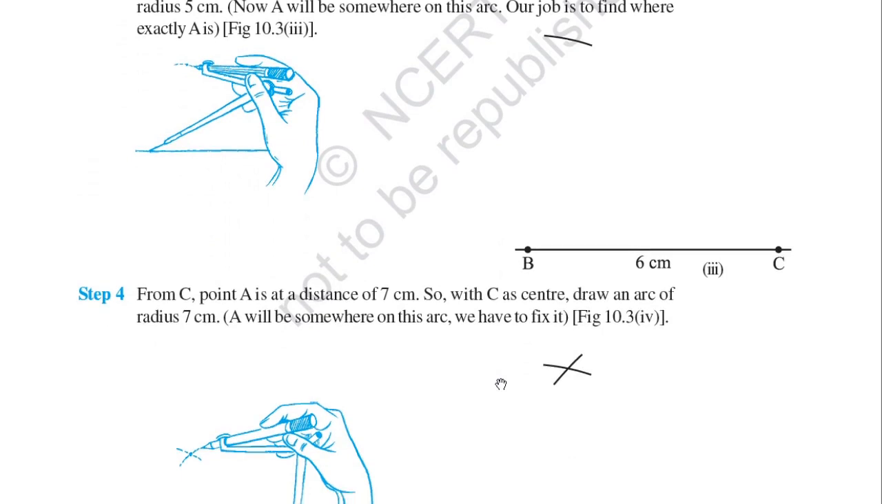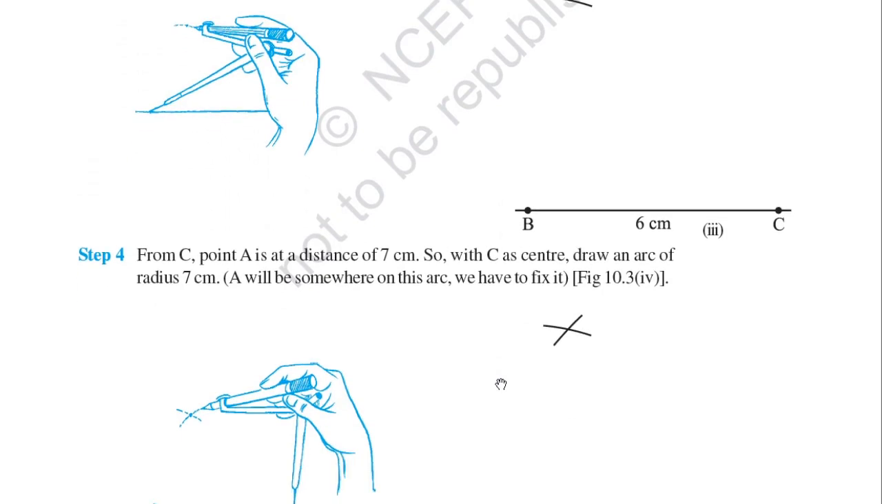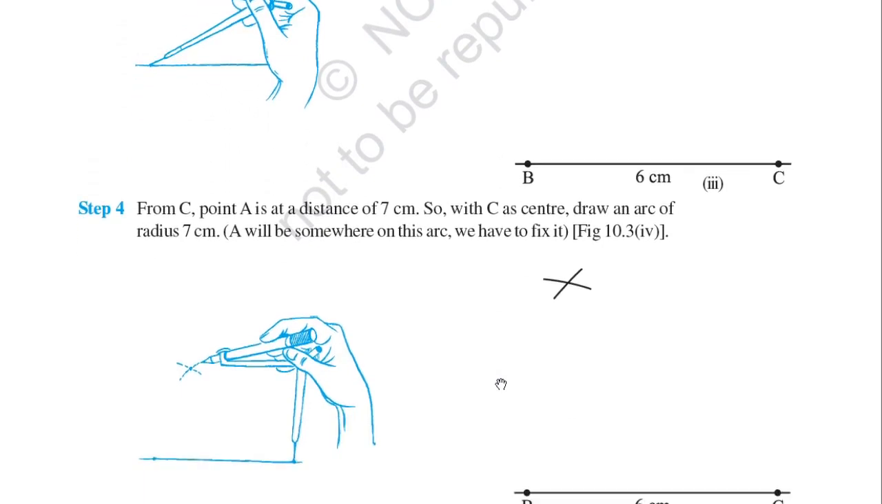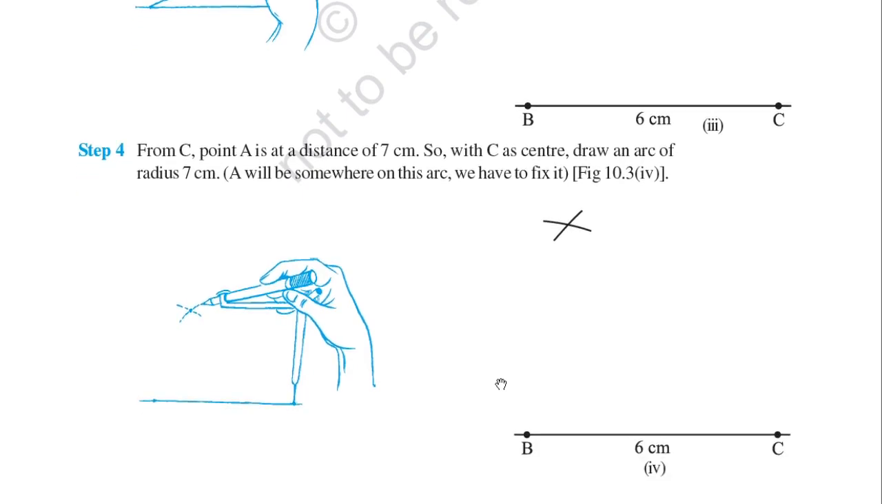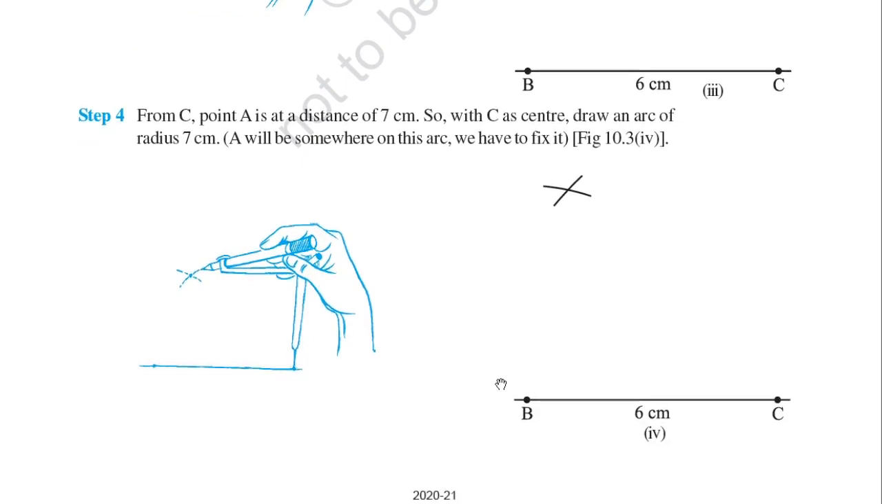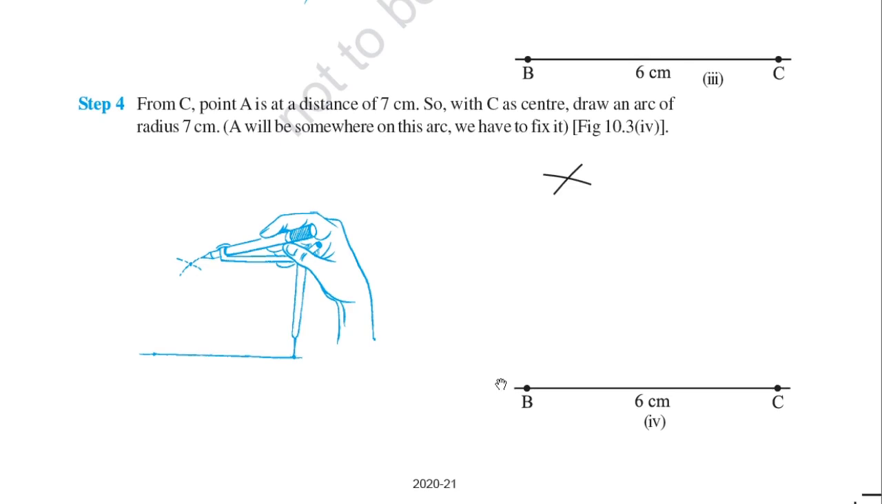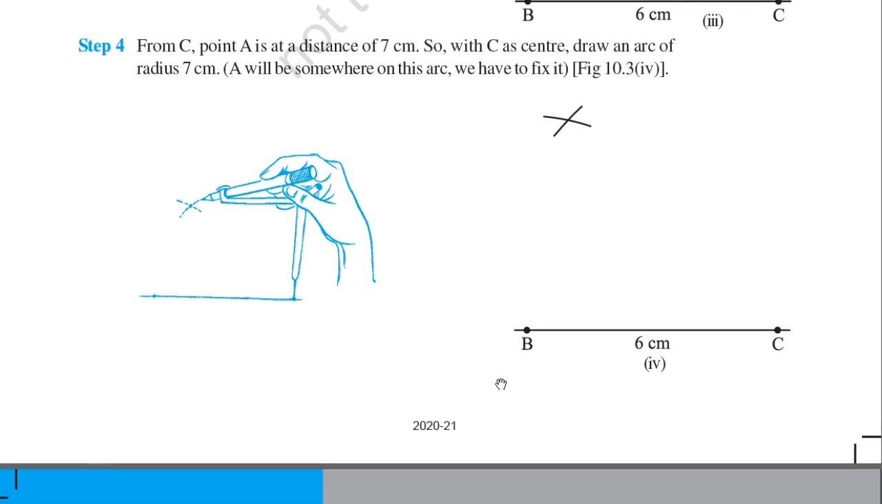4. From C, point A is at a distance of 7 cm. So with C as center, draw an arc of radius 7 cm. A will be somewhere on the arc. On this arc, we have to fix it. So you can see they have cut another arc with 7 cm from C.